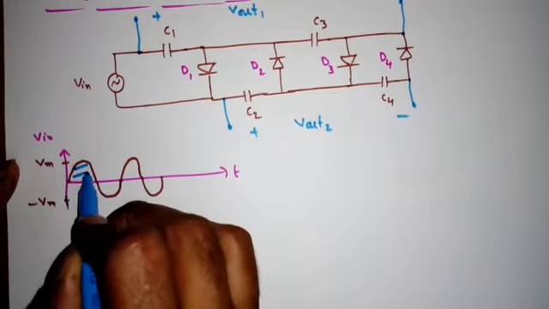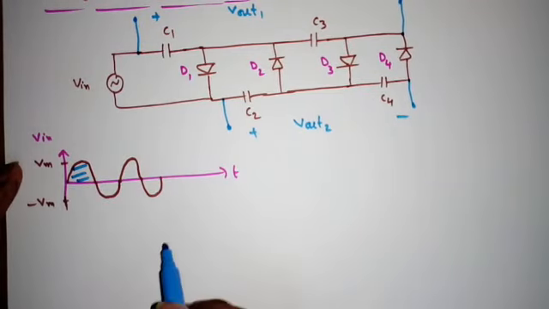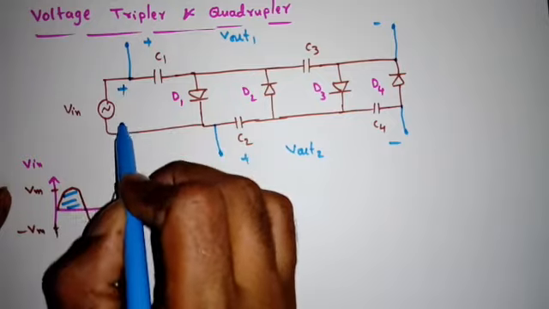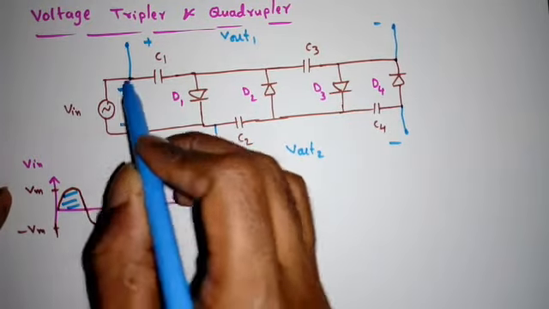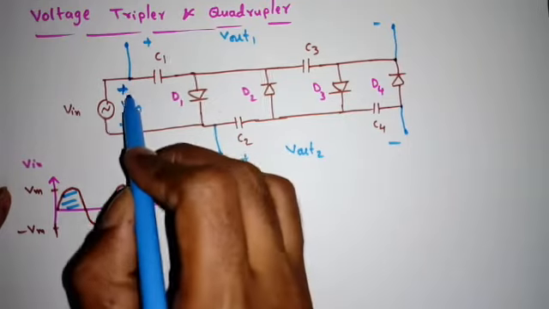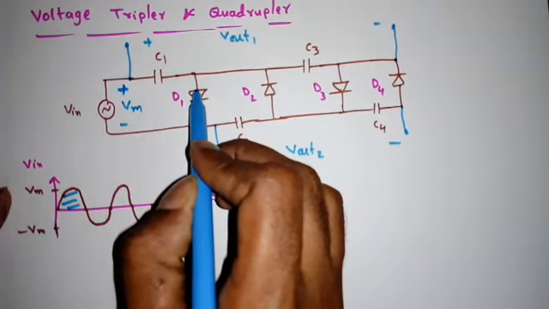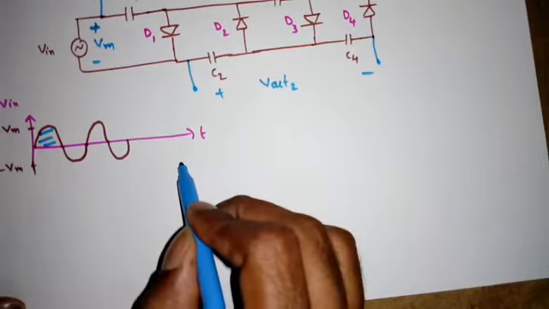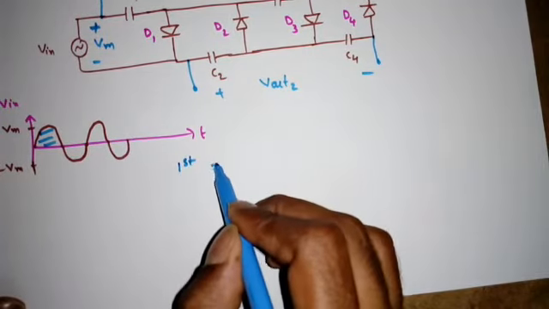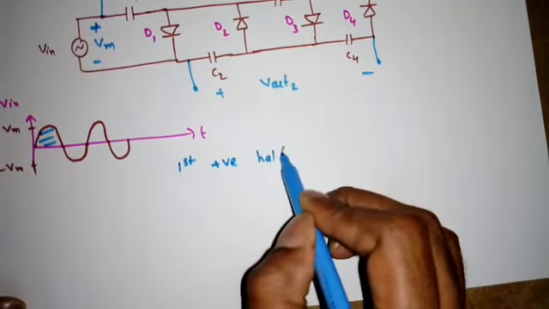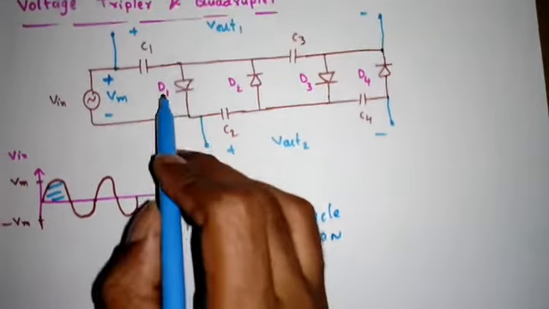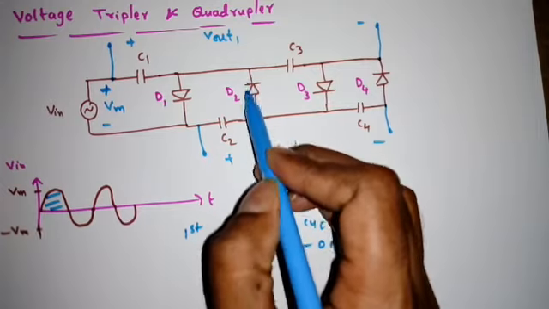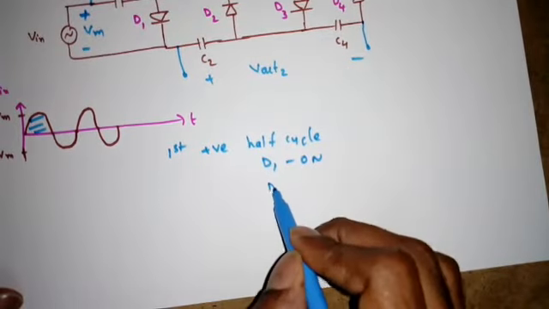Now if I apply the first positive half cycle, what will happen? This will be plus minus Vm. Now see, I can directly apply the analysis. Plus will be connected to the positive terminal of the diode D1. So for the first positive half cycle, D1 is on. Here I am applying positive, so D2 will be off.